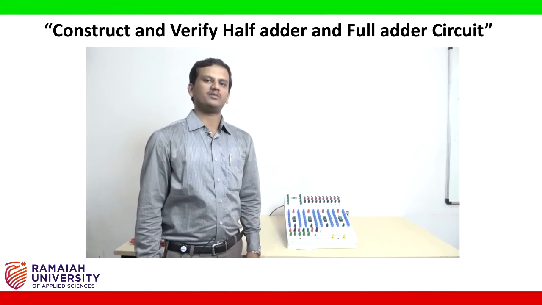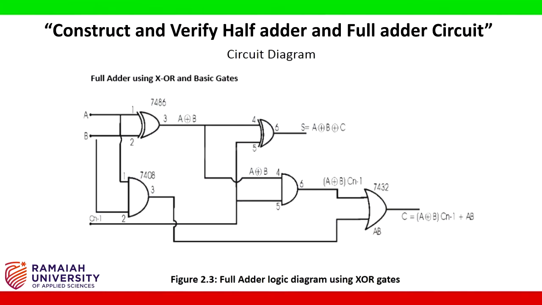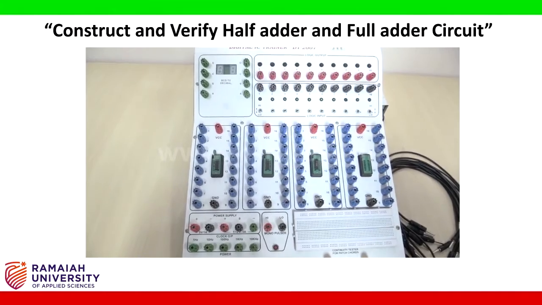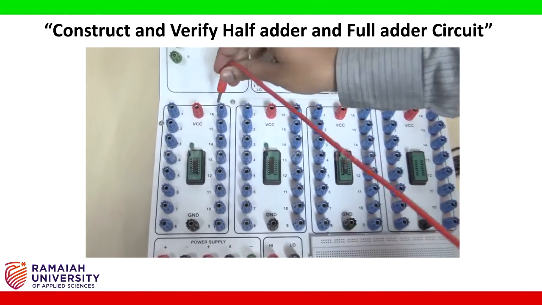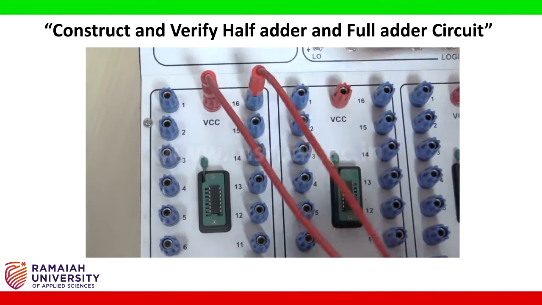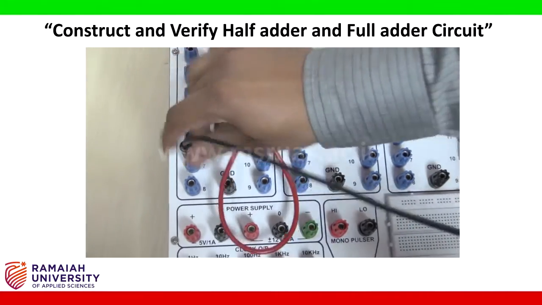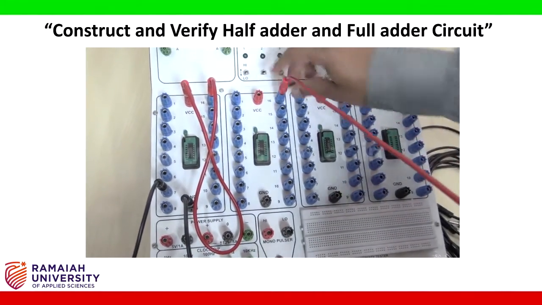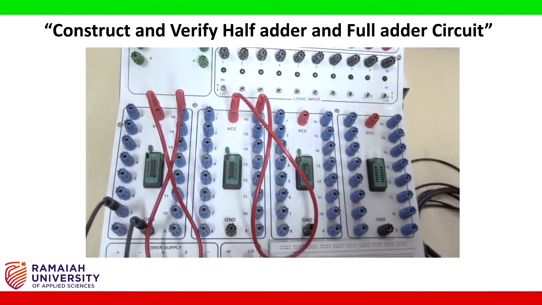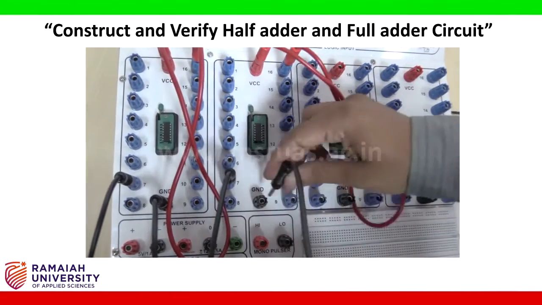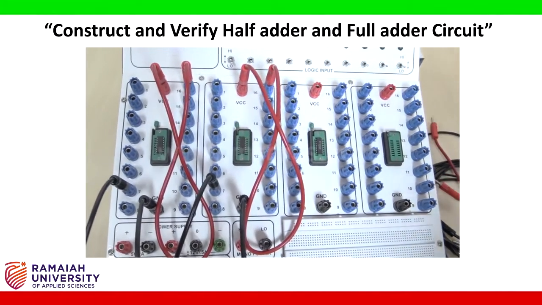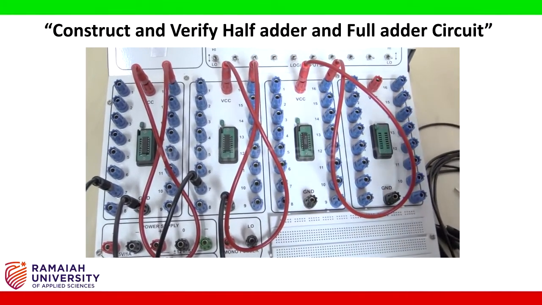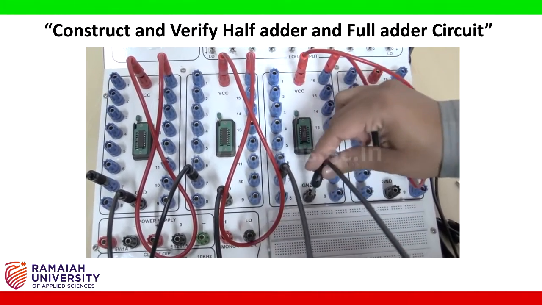Now let us connect the circuit as per the circuit diagram. So let us first connect VCC and ground of every base. As per the pin diagram, pin number 14 represents VCC and pin number 7 represents ground. Similarly, pin number 14 represents VCC, pin number 7 represents ground. Similarly, for the third IC base, pin number 14 is VCC and pin number 7 is ground.